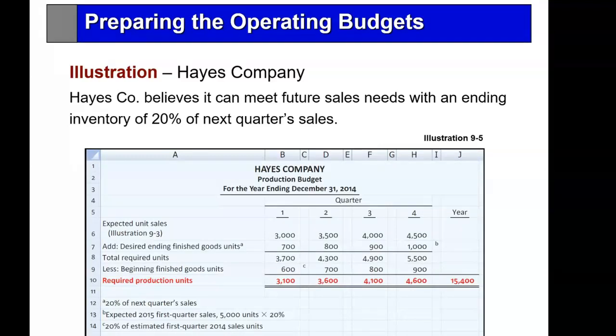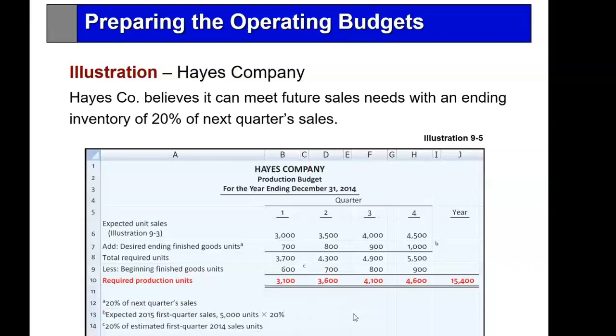Okay, so in quarter three then, I need 4,000 from the sales budget plus 20% of the next quarter in the sales budget, which in this case is 900. And I already have 800, so it's 4,100. And then they have to tell me that there's 5,000 in this year here, so I get 20% of the 5,000. And so on. So that's how I build the production budget.